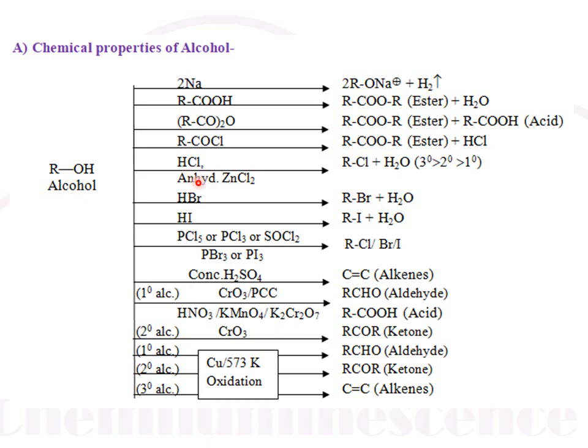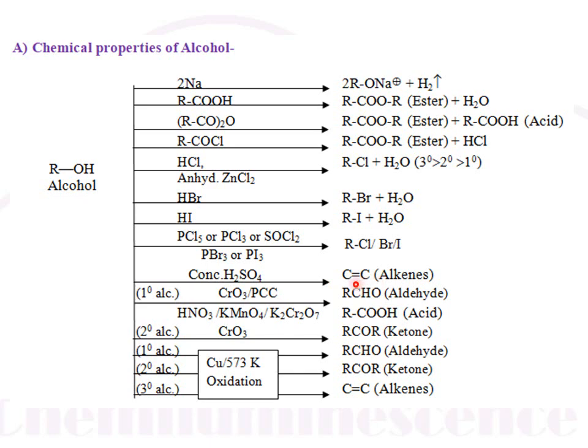Alcohol on reaction with Lucas reagent. This test is used to detect primary, secondary and tertiary alcohol. It forms alkyl chloride as a product. Alcohol on reaction with hydrogen bromide forms alkyl bromide. Alcohol on reaction with hydrogen iodide forms alkyl iodide. Alcohol on reaction with phosphorus trichloride or phosphorus pentachloride or phosphorus tribromide, phosphorus triiodide or thionyl chloride forms alkyl chloride, bromide or iodide. Alcohol on reaction with concentrated H2SO4 undergoes dehydration and forms alkene.